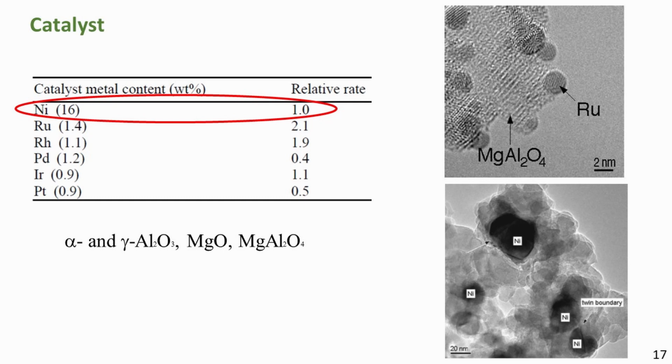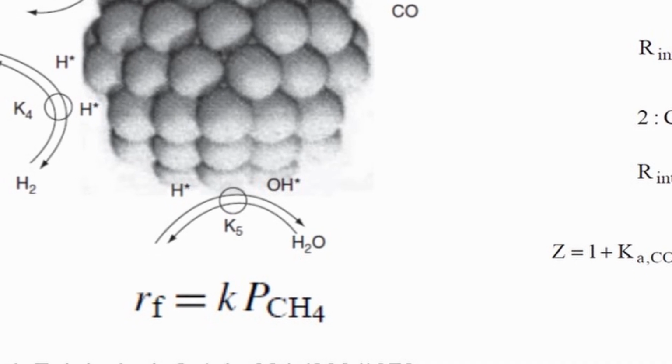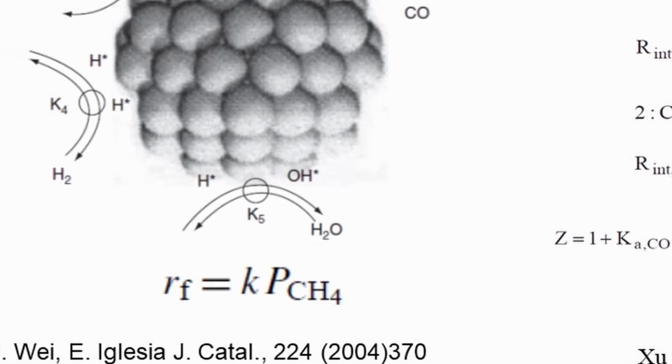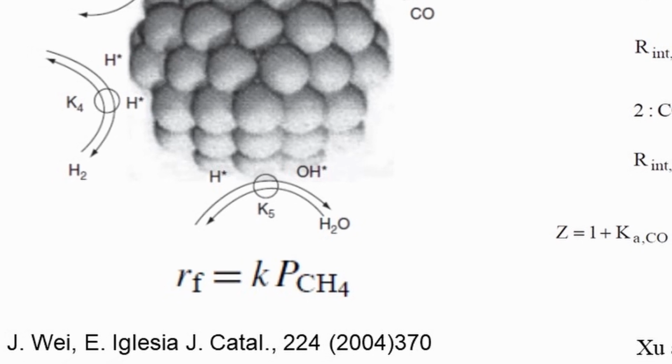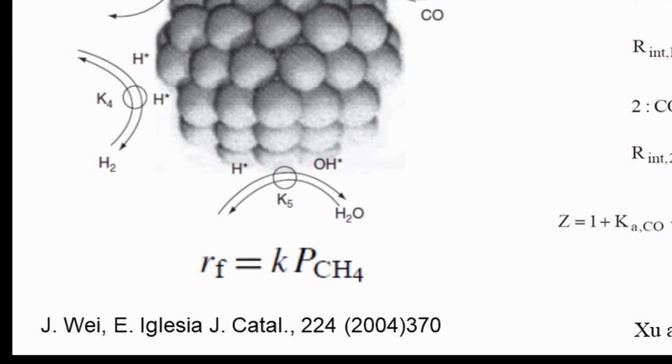The group 8 elements are active for steam reforming, and typically nickel is used as the catalyst, which has reasonably high activity and a low price. To understand the mechanism and kinetics of methane steam reforming, I recommend you read the paper by Professor Iglesia in the Journal of Catalysis, published in 2004.